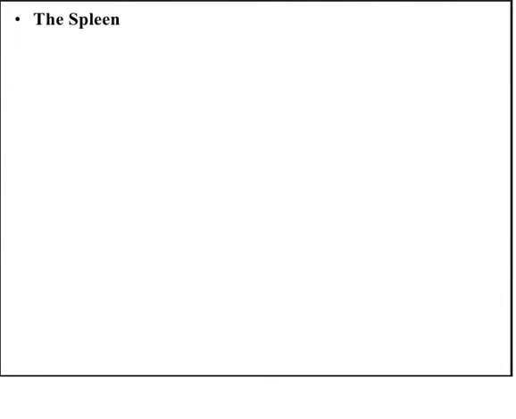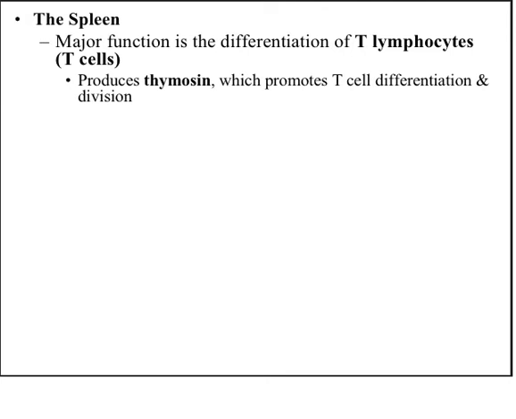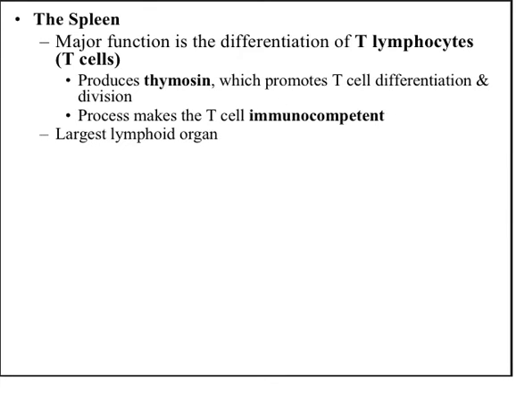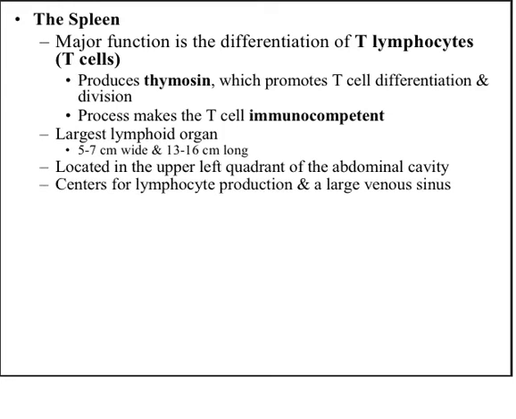The spleen is another lymphatic organ. It's located lateral to the pancreas. Its major function is the differentiation of T lymphocytes. It produces thymosin, which promotes T cell differentiation and division, and also renders the T cells immunocompetent. It's the largest lymphoid organ in the body. It's about 7 centimeters wide and 16 centimeters long, located in the upper left quadrant of the abdominal cavity, again lateral to the pancreas and just below the diaphragm.